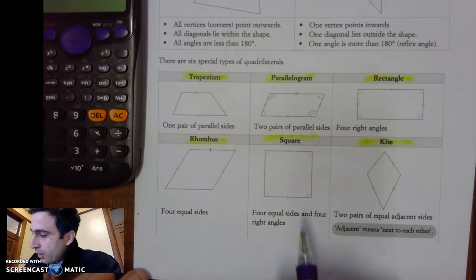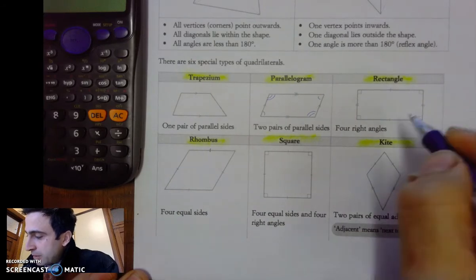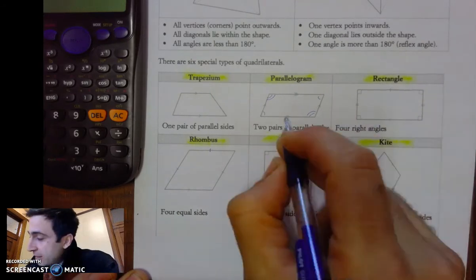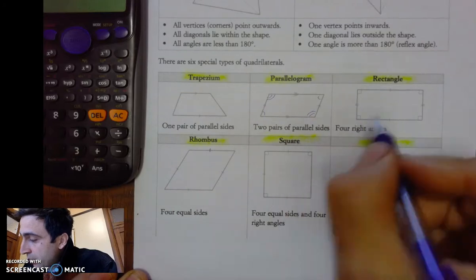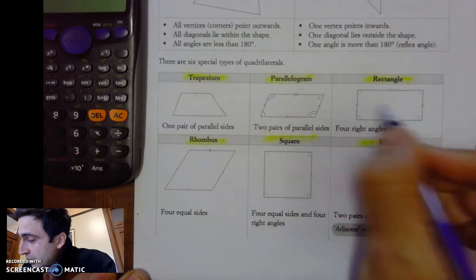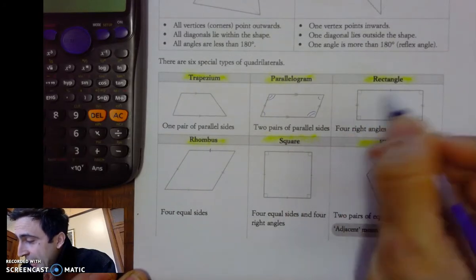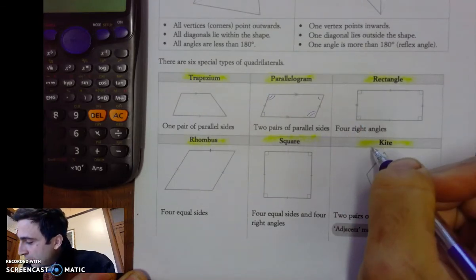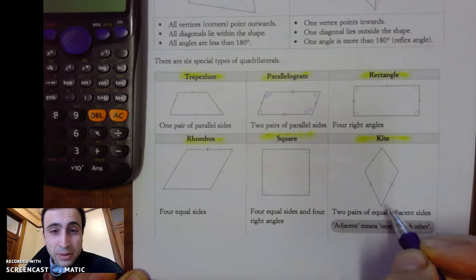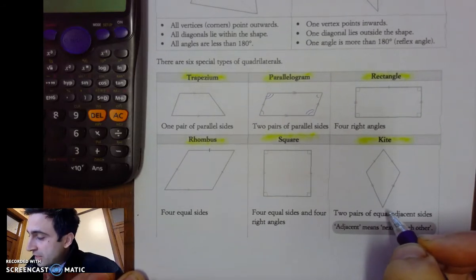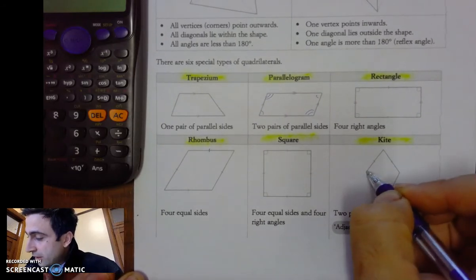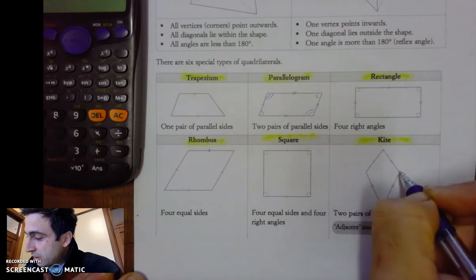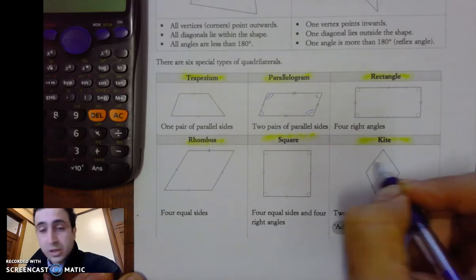So, a rectangle is basically a parallelogram that has 2 pairs of parallel lines, opposite sides are equal, and angles that are all 90 degrees. In other words, 4 right angles. And a kite, which is kind of another bit of an odd one, like a trapezium, just has 2 adjacent sides that are equal. In other words, 2 sides that are next to each other that are equal, 2 sides that are next to each other that are equal.